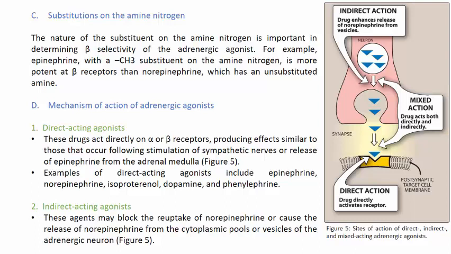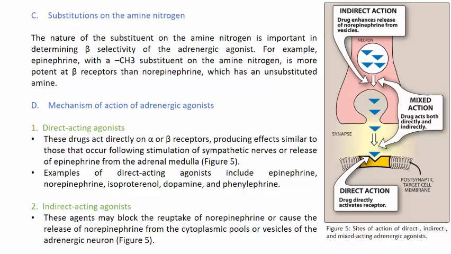So as you can see in this figure, some are direct acting agonists, some are classified as indirect acting agonists, and some have mixed action. For the direct acting agonists, these drugs act directly on alpha or beta receptors, producing effects similar to those that occur following stimulation of the sympathetic nerve or release of epinephrine from the adrenal medulla.